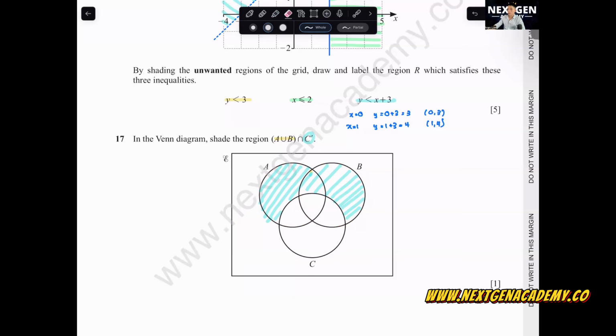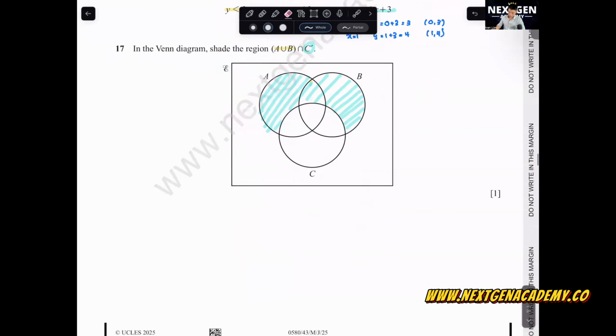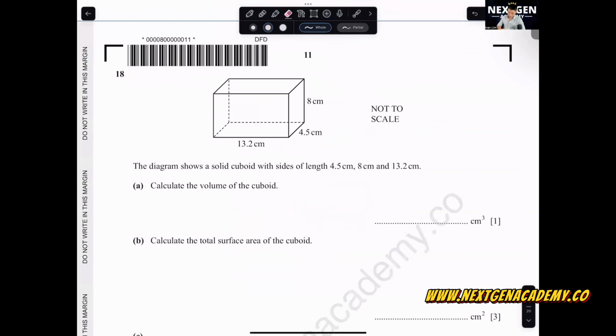Okay, next one. Let's go to question 18. The diagram shows a solid cuboid with sides of length 4.5, 8, and 13.2. Calculate the volume. Okay, these are just put in the calculator. Volume is equals to 13.2 times 4.5 times 8, we get 475.2 cm cubed. Okay, during the working, don't need to write down the units also, just write 475.2.